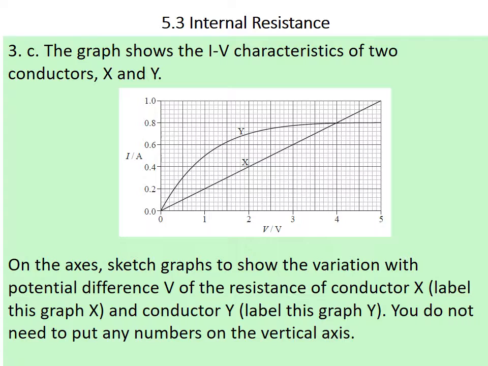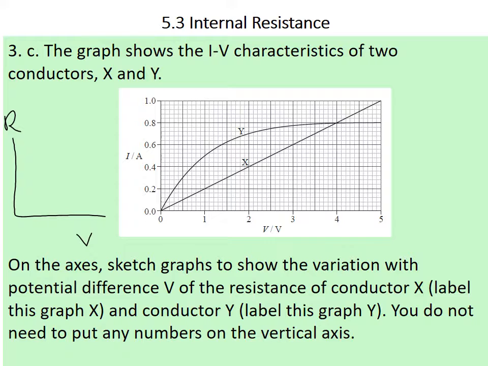The graph shows the current voltage characteristics of 2 conductors, X and Y. On the axes, sketch graphs to show the variation with the potential difference V of the resistance of conductor X, you'll label that graph X, and the conductor Y, label that graph Y. You do not need to put any numbers on the vertical axis. That makes it nice. Okay, so you're going to be sketching a graph on the provided axes of resistance versus voltage.